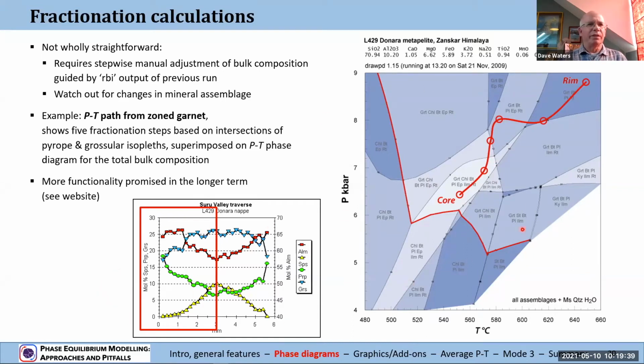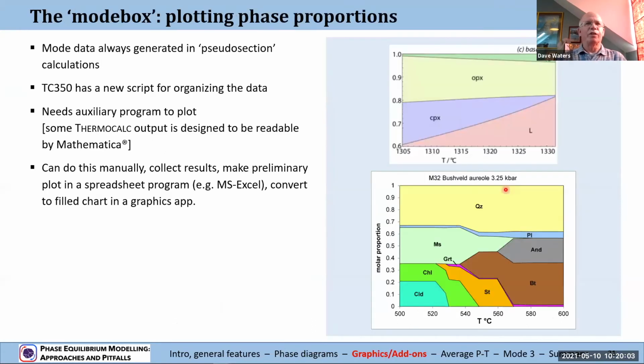There's an example here that I made quite a long time ago now, more than a decade old, but it was a way of calculating a fractionated garnet PT path for a Himalayan metapelite. There are hints of forthcoming extensions that will make that easier, so just check the Thermocalc website for information on those, and down the line some information about when they're going to become available.